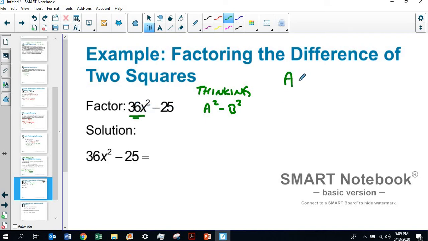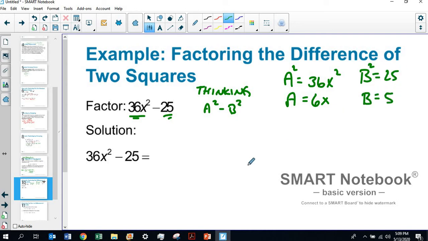Well, if a squared is 36x squared, then a would have to be the square root of 36, which is 6, and the square root of x squared, which is x. Technically, that's not completely true, but we'll leave that for now. And then here, b squared is 25. So what squared gives you 25? 5 squared is 25. Okay.